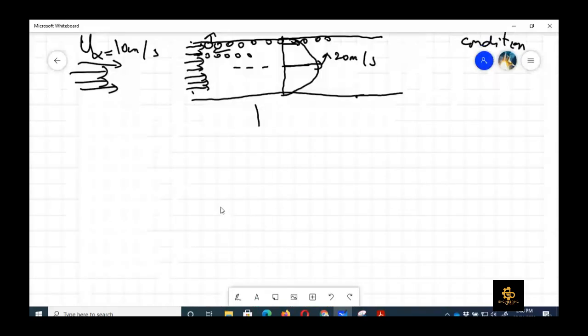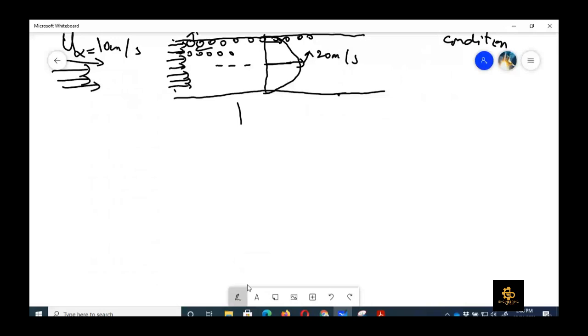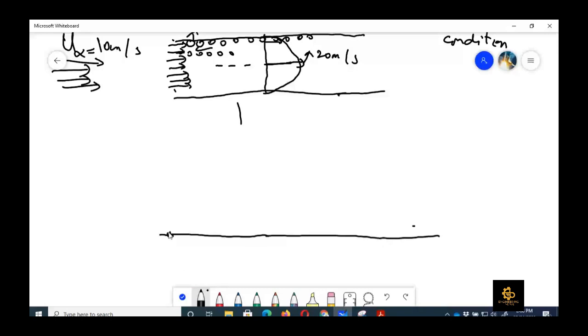If I show only the one pipe surface, we take locations here. Here we have location 1, 2, 3, 4, 5. First of all, we say that at 1, the velocity of the molecule in the second layer is 10 meters per second because it has just entered the pipe.